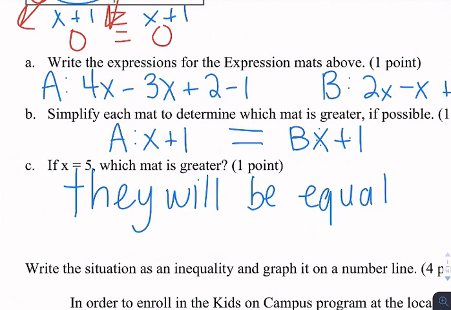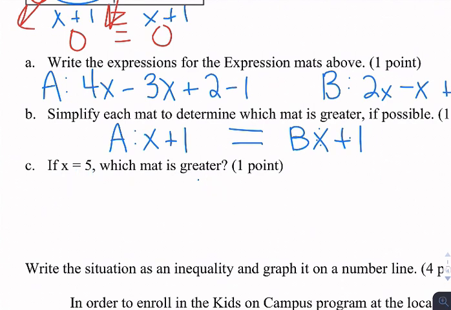And when it says if x equals 5, which mat would be greater? I know that they're going to be equal, but I can prove it. If x is 5, I can say that 5 plus 1 gives me 6 on mat A. Same thing for mat B. 5 plus 1 equals 6. So no matter what we have for x, in this case, we're going to get that they're equal. That might not always be the case, though, so it's important to know that you would need to plug in that value of x to then figure out which one is greater.